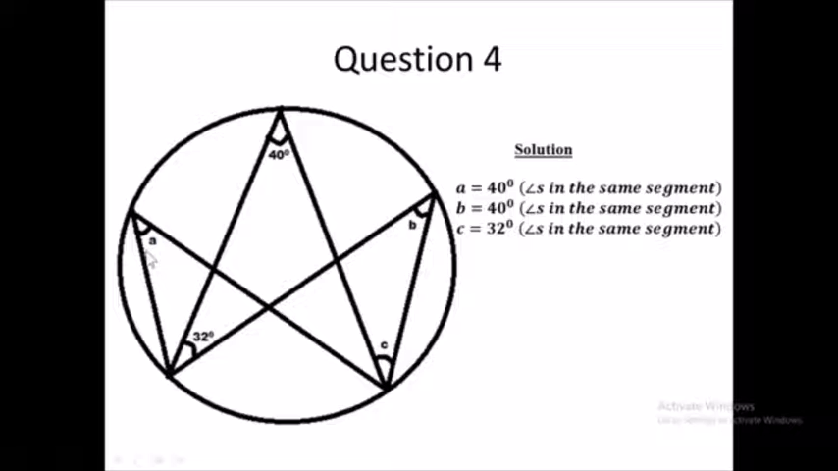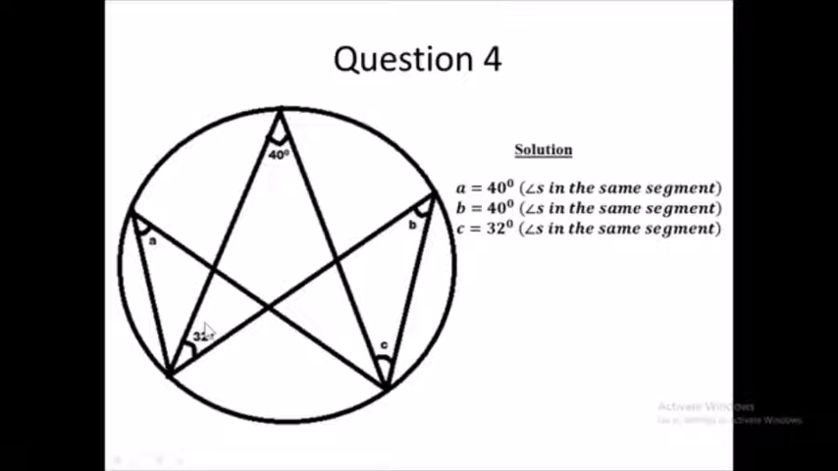So the next question, we are having this diagram on the screen right now. We have to look for angle A, angle B and angle C, given angle 40 degrees and angle 32 degrees. Now, this one is also very simple. There's a relation between angle A, angle 40, and angle B. They are all in the same segment. That means angle A is 40 degrees, and angle B is also 40 degrees.